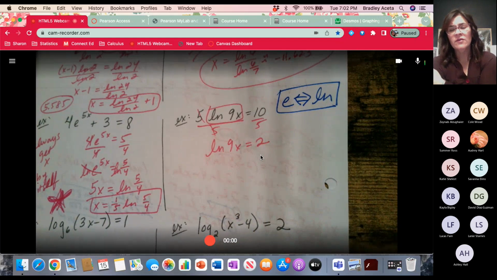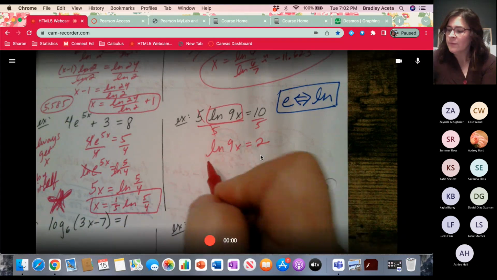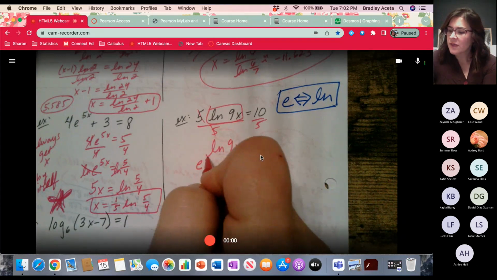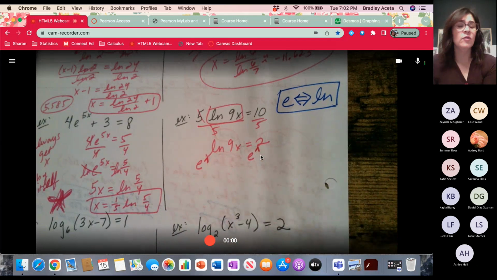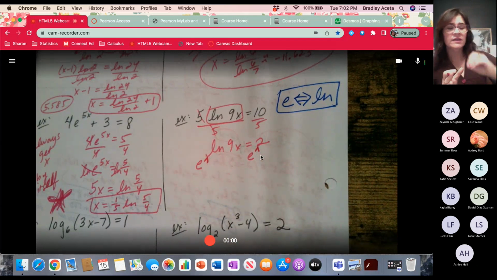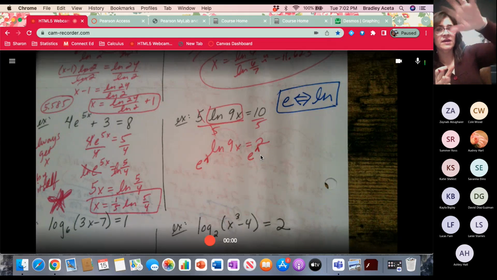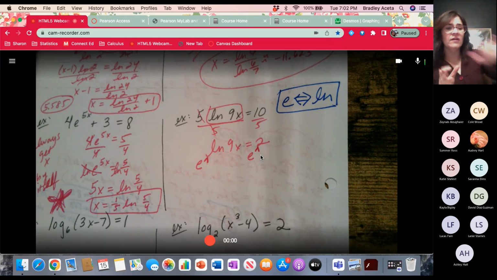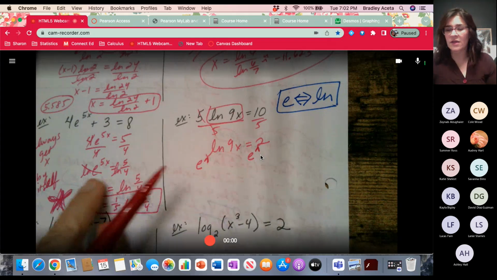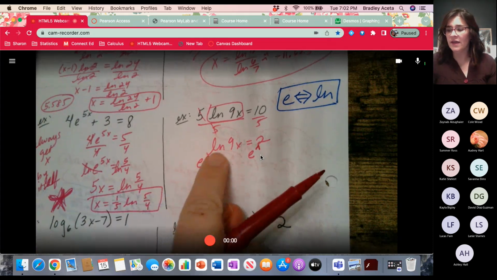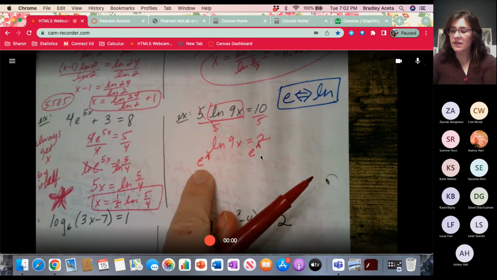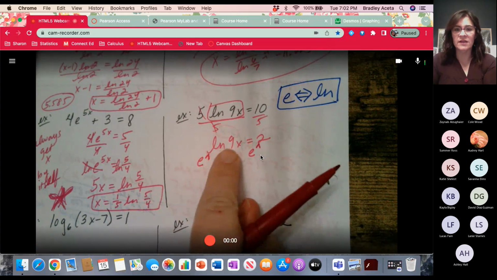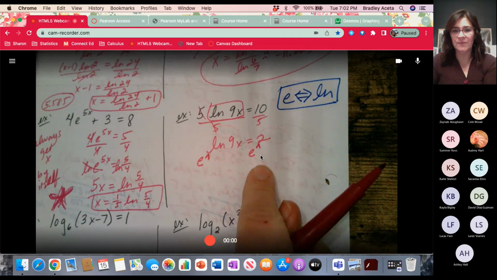So to undo an ln, you e it. What that means is you raise this side to an e power, and you raise this side to an e power. You e it. You don't multiply by e. e to the ln of something cancels, and then the ln of e, like this right here, cancels. e to the ln will cancel.